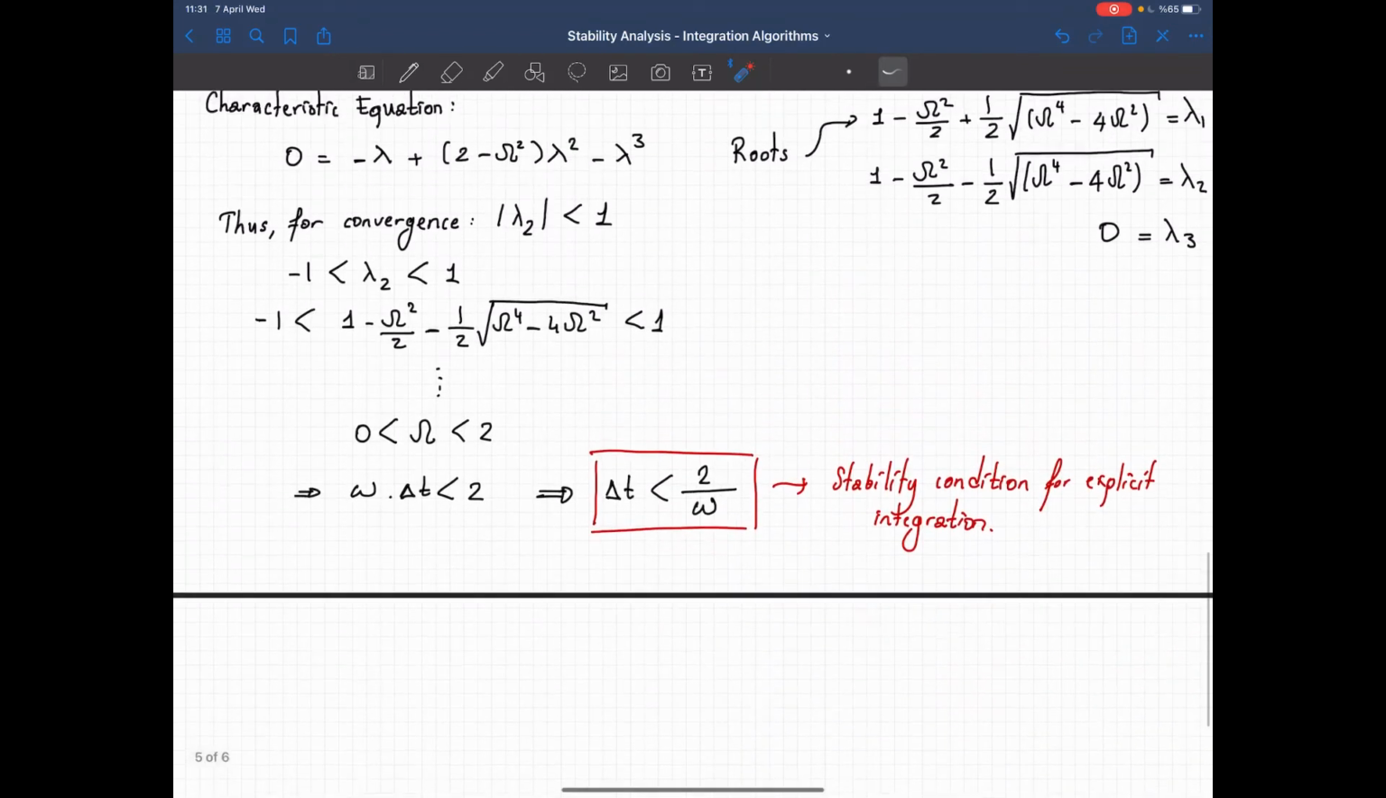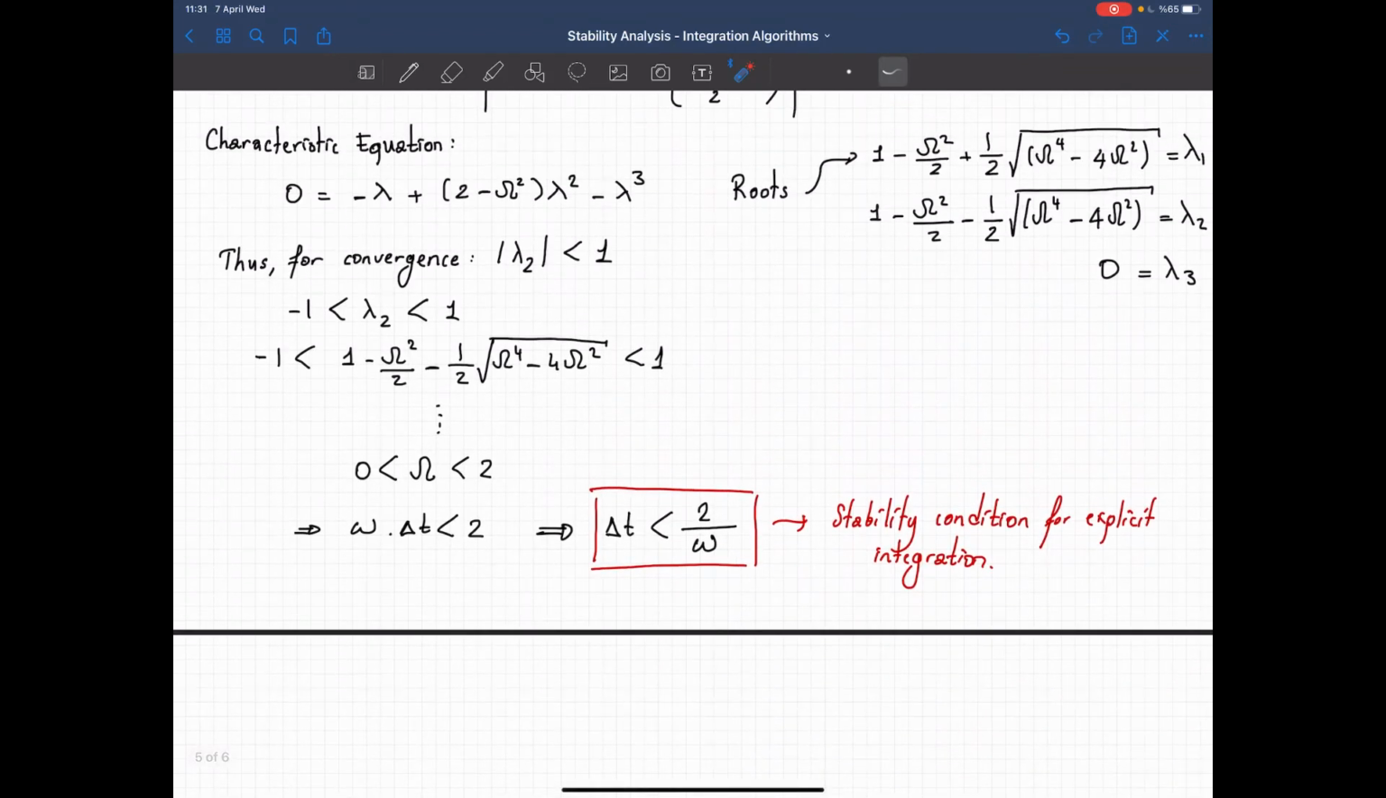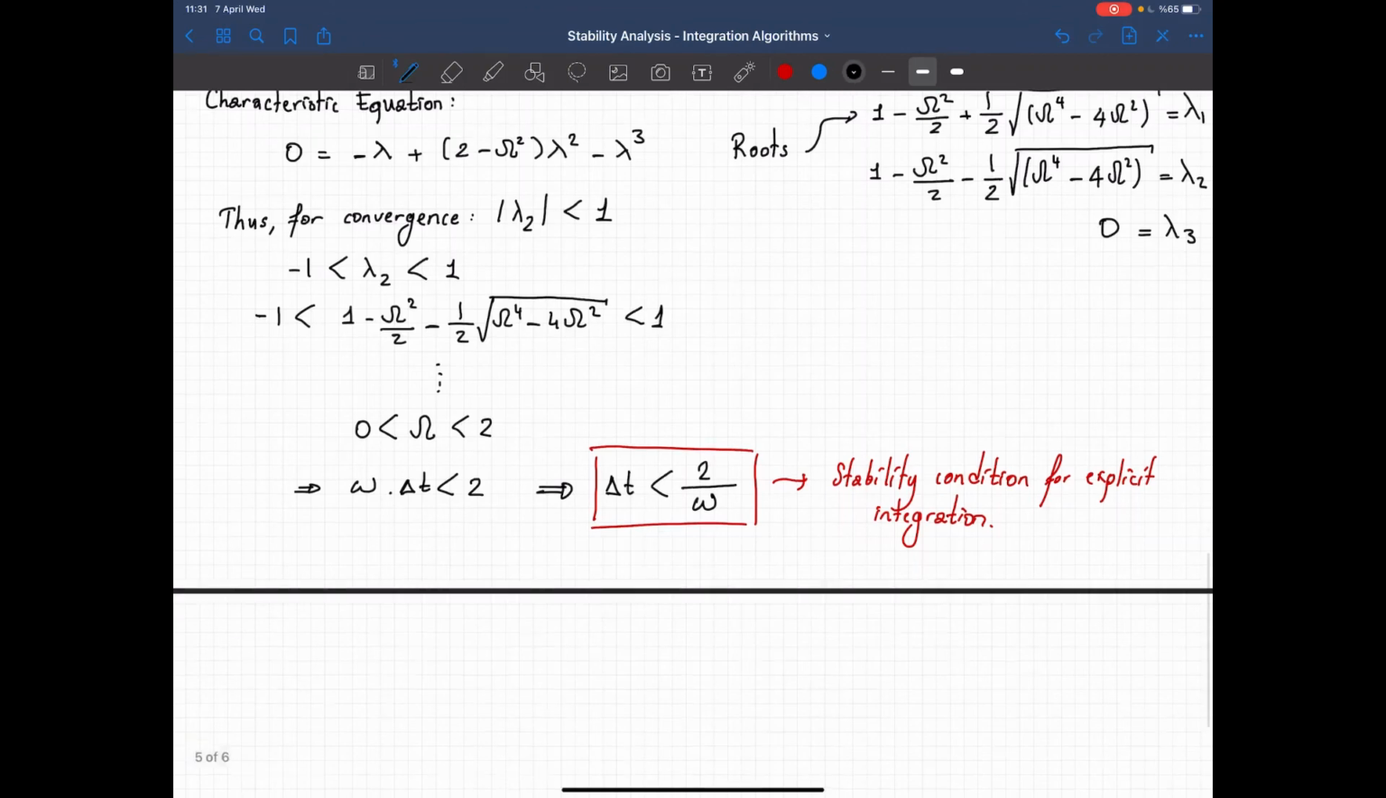Now, in implicit algorithms, if you repeat that procedure, you will see that all the roots are smaller than 1. This means that it's unconditionally stable. It doesn't matter what delta t you choose, you will always get a solution. Will it be an accurate solution? That's a different question, but it will give you a solution. Explicit algorithms will diverge to infinity if your delta t is larger than 2 over the largest eigenvalue of your structure. That's the main deficiency of the explicit algorithms.